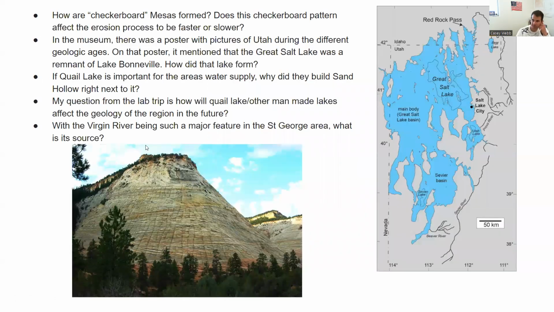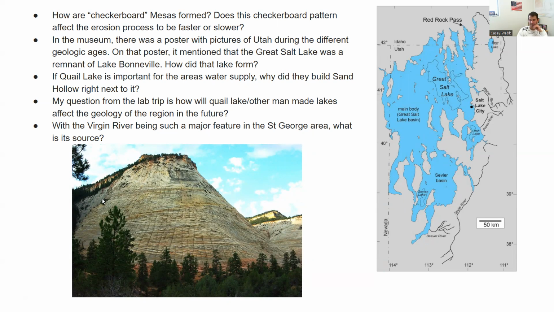All right, so we had a lot of great questions about rivers and water and erosion. So let me go over those. So the first one, we saw a little bit of this pattern at Kolob Terrace Road. If you're watching this and you went to Snow Canyon, we saw this pattern everywhere in Snow Canyon. So how are checkerboard mesas formed? Does this checkerboard pattern affect the erosion process to be faster or slower?